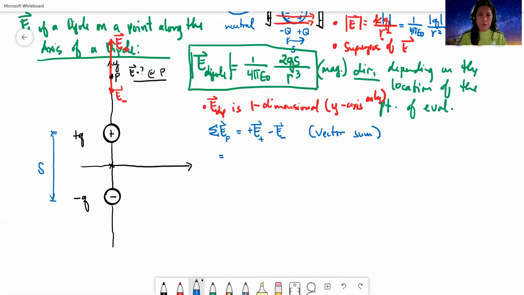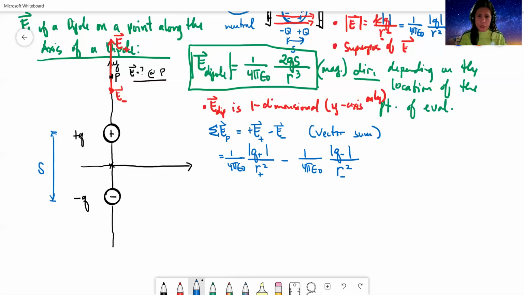So the positive electric field will be positive 1 over 4 pi epsilon sub naught, and then I have here the absolute value of Q plus over the distance between plus and P. So I'll use R positive here as the distance between positive Q and P, and then square it. And then minus 1 over 4 pi epsilon sub naught. This is now for the negative electric field. And then I'll have the magnitude of negative Q over the distance between point P and negative Q. That's the definition of R.